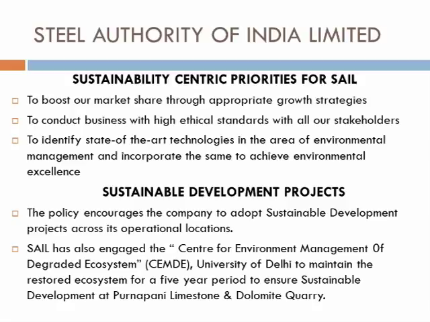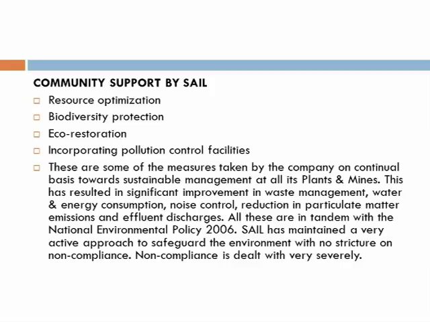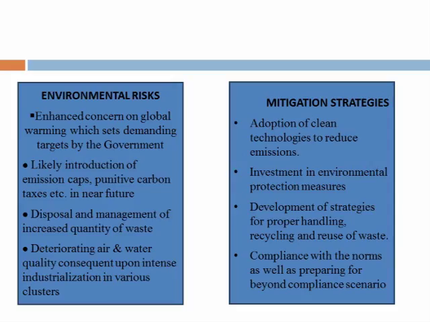Moving on, we will now mention some noteworthy sustainable development projects initiated by SAIL. SAIL has engaged the Center for Environment Management of Degraded Ecosystem, University of Delhi, for a 5-year period to restore ecosystem. SAIL has also taken up some initiatives across all its plants to ensure sustainable development. Some of these are resource optimization, biodiversity protection, eco-restoration, pollution control facilities, waste management, noise control, reduction in particulate matter emission, etc.